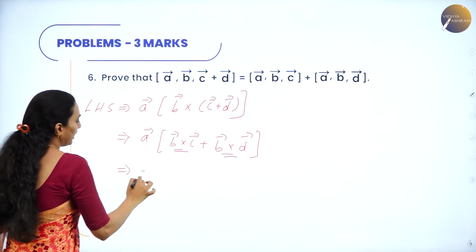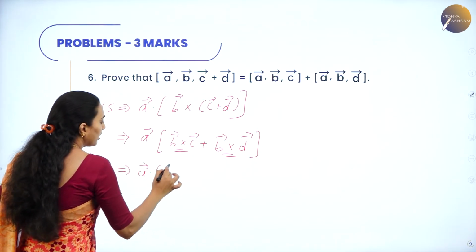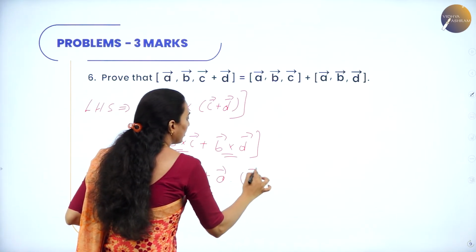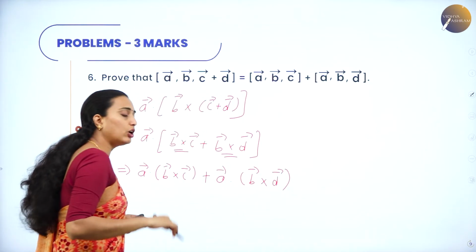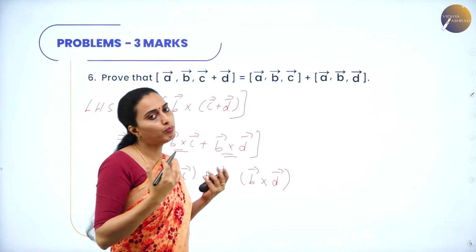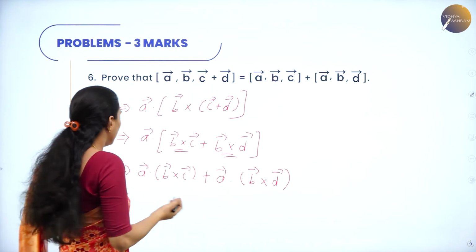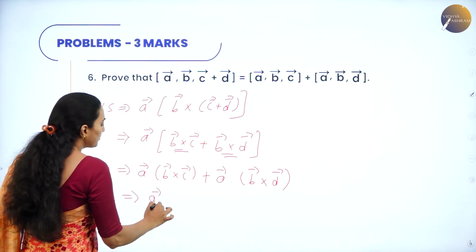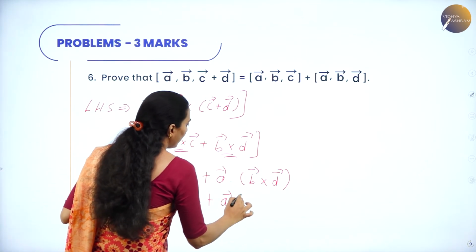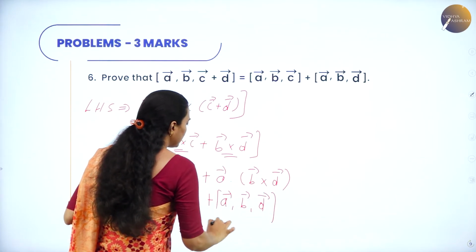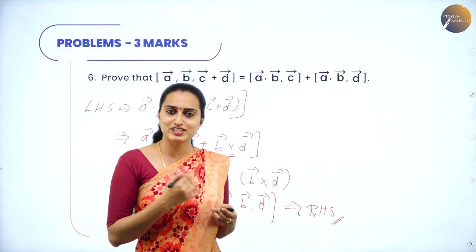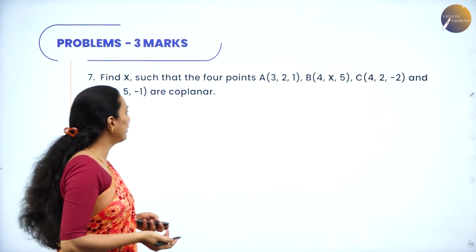Which implies A vector dot B cross C plus A vector dot B cross D. If A vector dot B cross C is the box product of ABC, what is A vector dot B cross D? Box product of ABD, that's it. Therefore, the box product of ABC plus the box product of ABD, that's it. And this is your RHS. I hope you understood this problem also. Now, we'll be moving on to the next one.